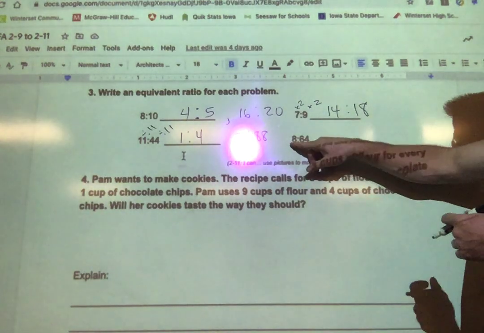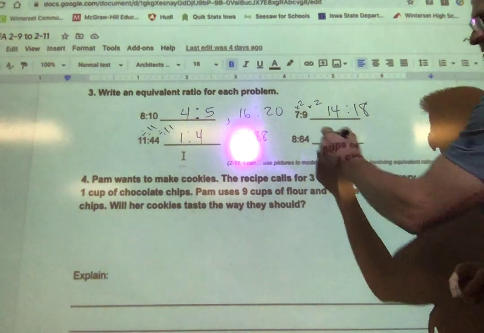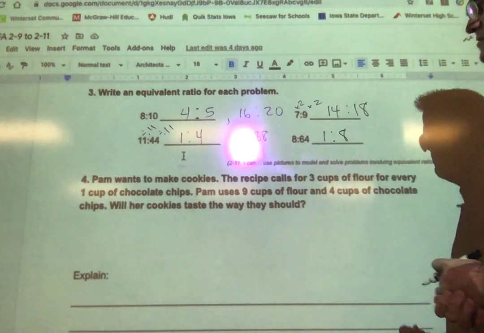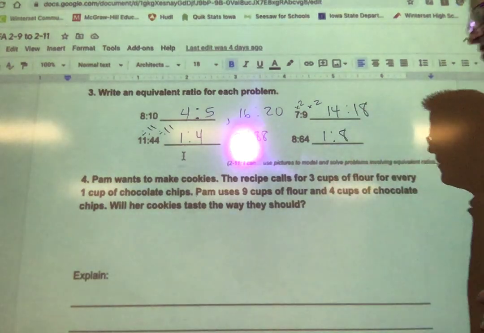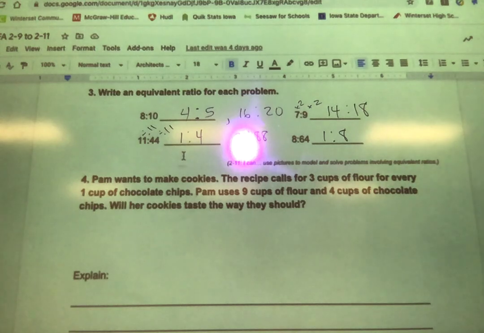Going to do the same thing here. I see both these divide by 8, and I could get a 1:8 ratio. Again, get it to that unit rate. One easy way to look at it there, but there are all kinds of answers that we could have. They are infinite.